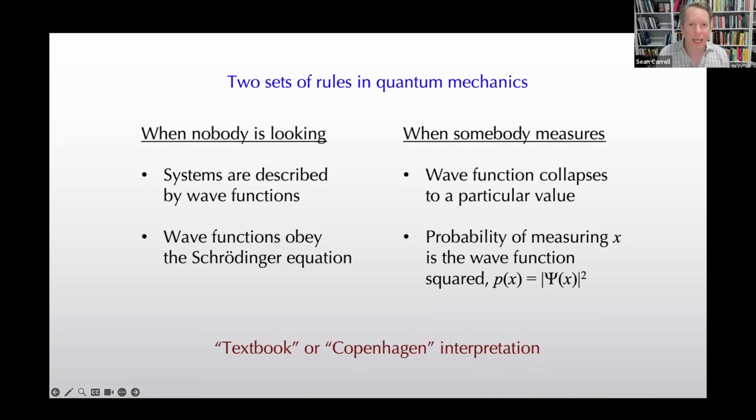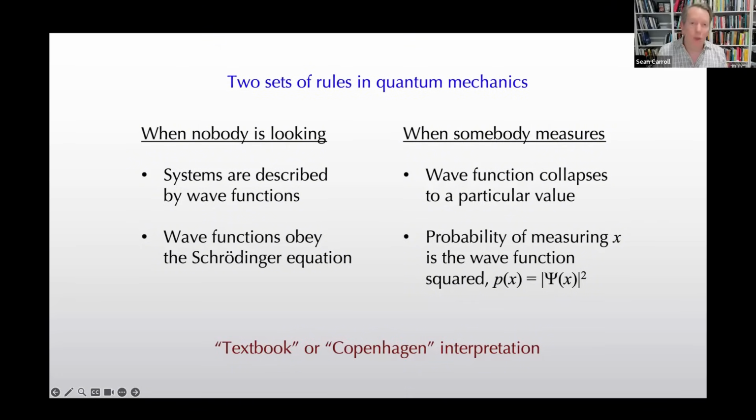It would be just kind of like classical mechanics. But then, in order to explain what you see in the lab, they had to invent these other rules that kick in when the system is measured. When the system is measured, the wave function collapses, and you can't exactly predict where it will collapse. There's a rule relating the value of the wave function to the probability of seeing different possible measurement outcomes.